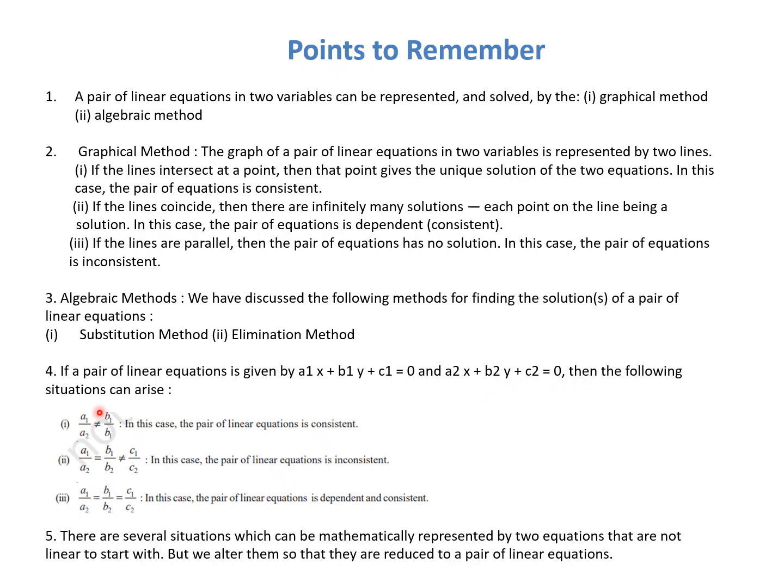If a1 upon a2 is not equal to b1 by b2, that's a unique solution. If a1 by a2 is equal to b1 by b2 is not equal to c1 by c2, then we have an inconsistent situation, and graphically it is parallel lines. And then if a1 by a2 is equal to b1 by b2 is equal to c1 by c2, these are coincident lines, so the solution is overlapping, and there are infinitely many solutions. And then there are several situations which can be mathematically represented by two equations that are not linear to start with, but we alter them so that they are reduced to a pair of linear equations.